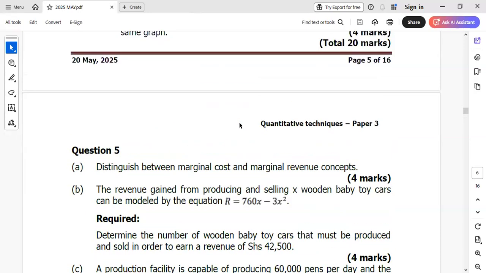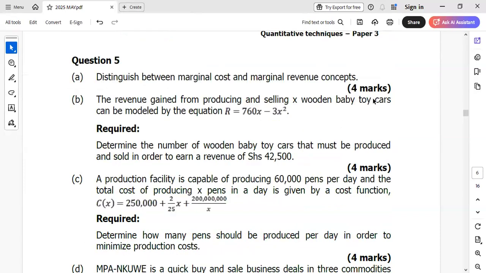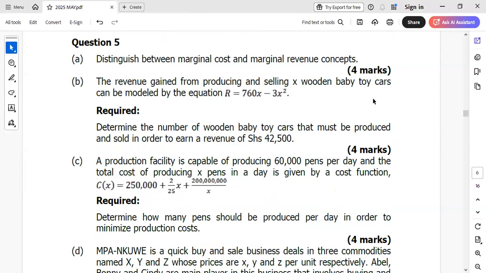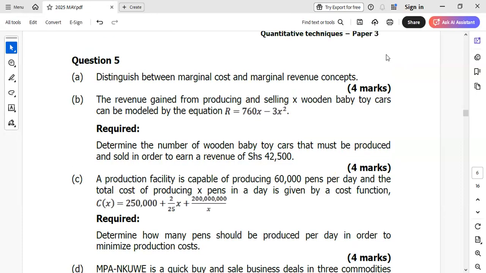So here we have May 2025. Are you in a position to see my screen? Kindly respond. Yes. Those who want the question, you can take the screenshot. So we are doing part A, B, and C.